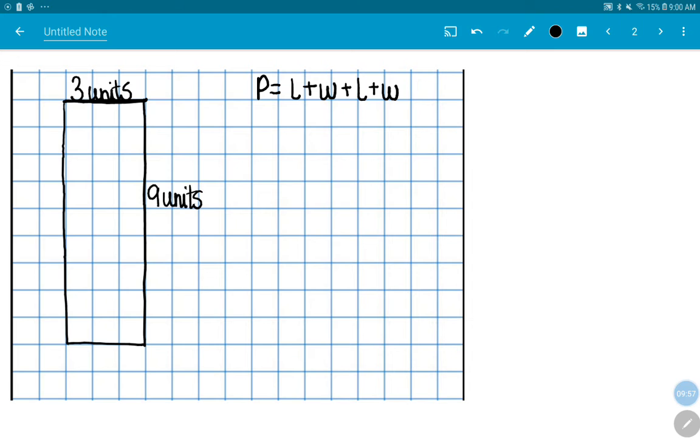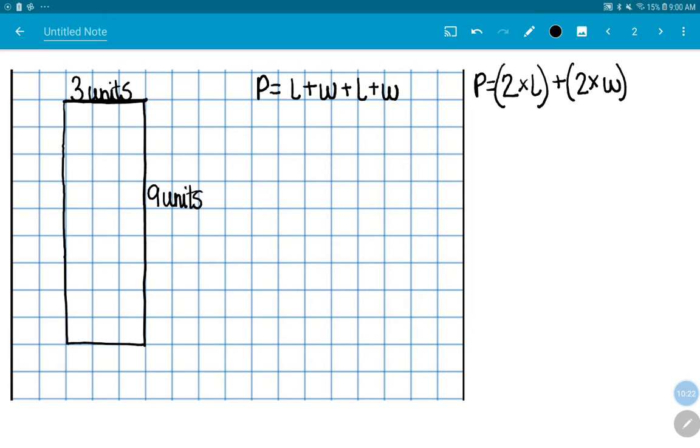I could also write that a different way. I could say perimeter equals 2 times the length, because I have two lengths, plus 2 times the width, because there's two widths in a rectangle.